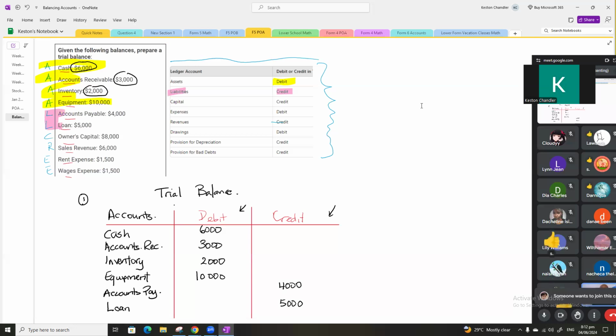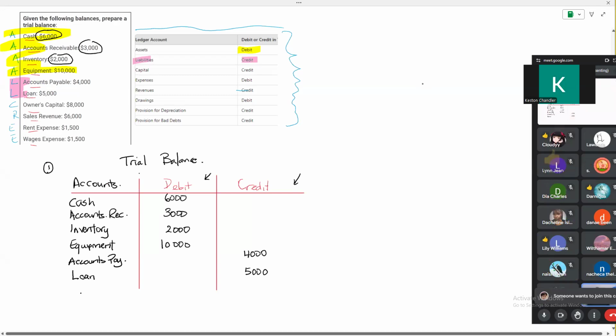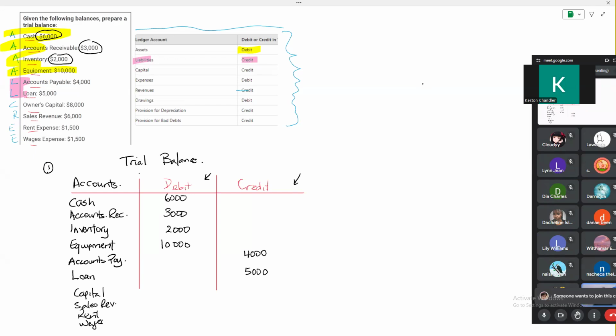All right, do you think you could finish it up for me? So you're going to write the rest of these accounts underneath here, right? Like capital is going to have to come here, sales, revenue, rent, wages, and you're going to use this same method that we just discussed and put these figures in the correct column. And then when you finish, you're going to add up everybody in the debit, everybody in the credit, and make sure that those two balances at the bottom are the same.